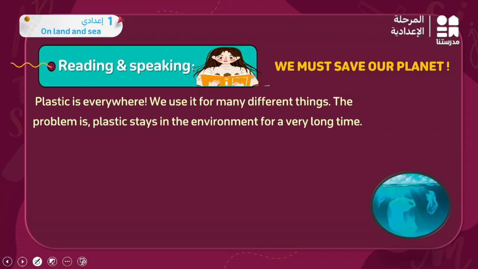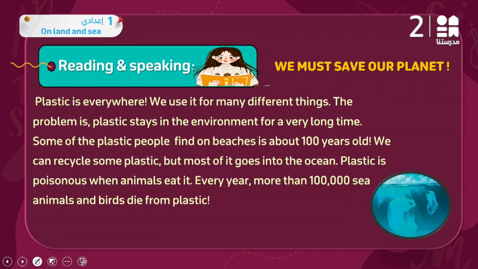Plastic is everywhere. We use it for many different things. The problem is plastic stays in the environment for a very long time. Some of the plastic people find on beaches is about 100 years old. We can recycle some plastic, but most of it goes into the ocean. In this text, we are talking about what? About the disadvantages of plastic. How plastic is very harmful to our environment or planet.